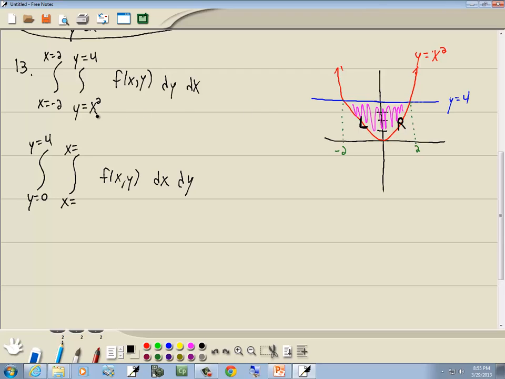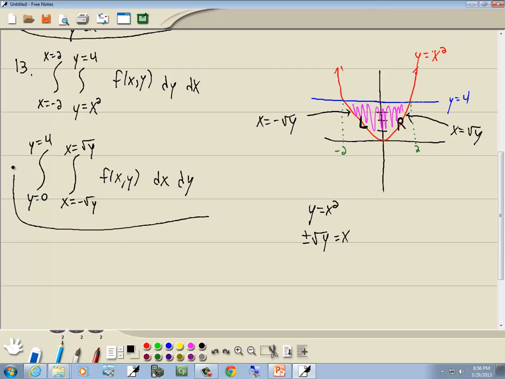Well, if I go to my graph, y is equal to x squared, if I were to solve this for x, drop the squared, and put a plus or minus square root on the other side, you get x is equal to plus or minus square root of y. The left side here is x is equal to negative square root of y. The right side here is x is equal to the square root of y. So for this, our smaller value, which will be the one over here on the left side, is going to be x equals negative square root of y. And then the larger value will be the one on the right side, which is the square root of y. And that's our new order of integration.